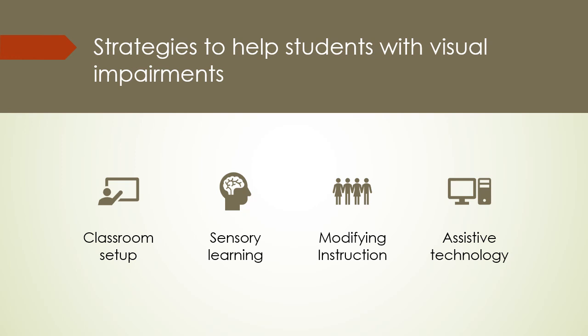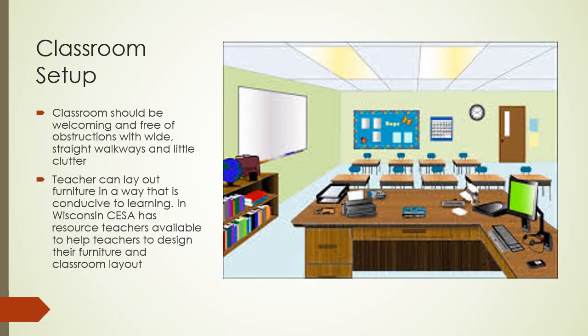Strategies to help students with visual impairments: classroom setup, sensory learning, modifying instruction, and assistive technology. Classroom setup. Classrooms should be welcoming and free of obstructions, with wide, straight walkways and little clutter. A teacher can lay out furniture in a way that is conducive to learning.